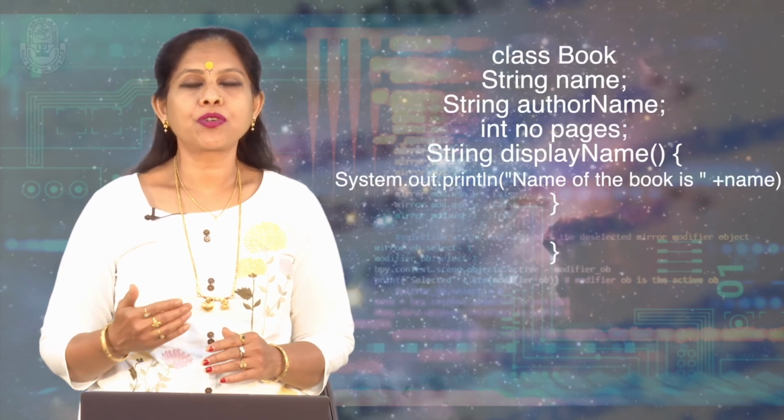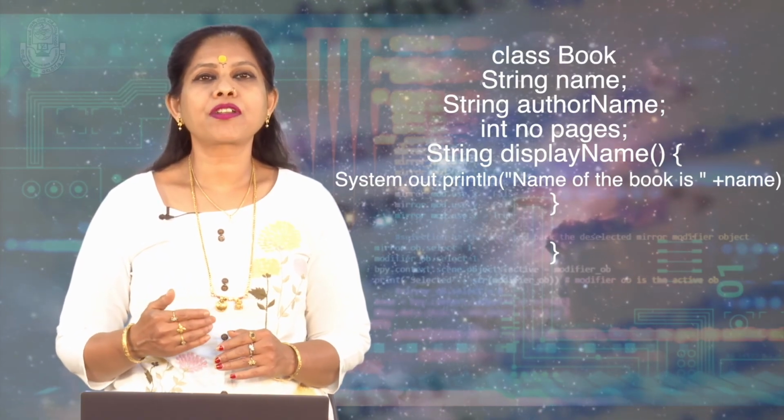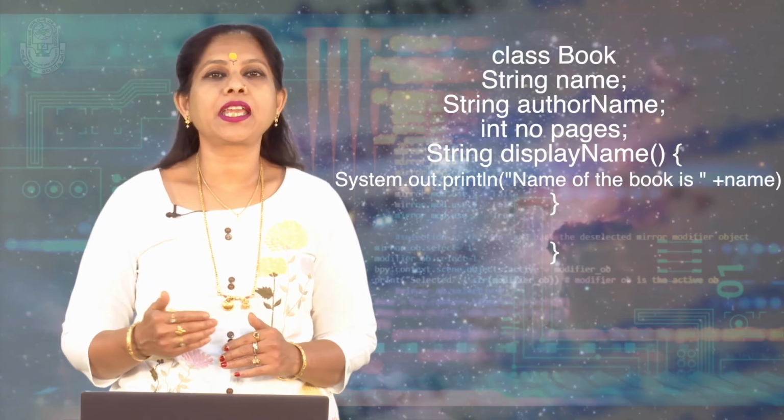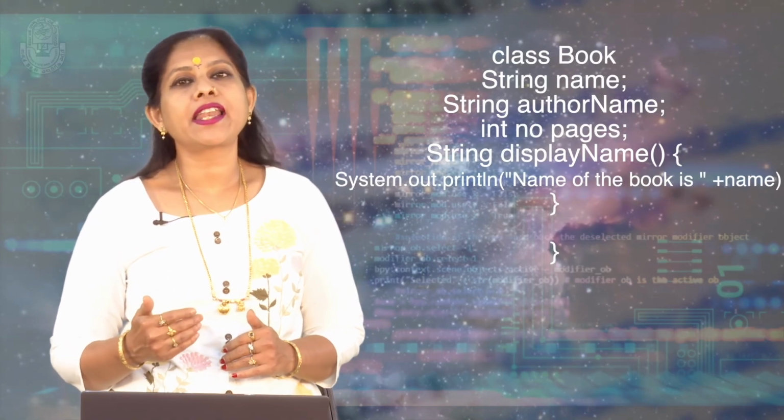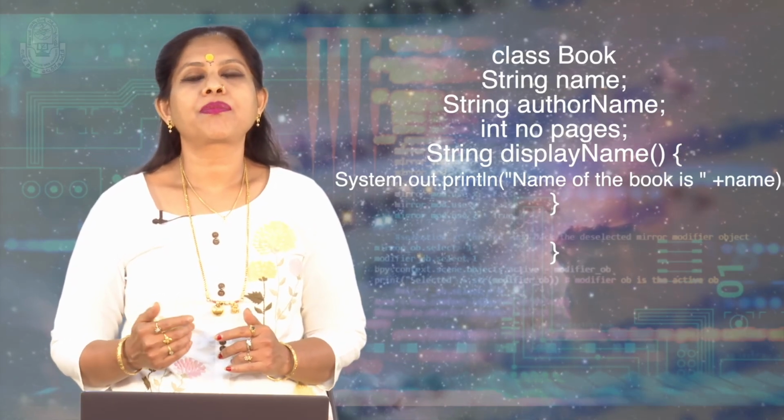Apart from defining an object structure, a class also defines its functional interface, known as methods. For instance, the book can have a method that displays the name of the book. Class Book, String name, String authorName, int numberOfPages, a display method: System.out.println within the quotes, "Name of the book is" plus name. Close the bracket, semicolon, and close the remaining end brackets.